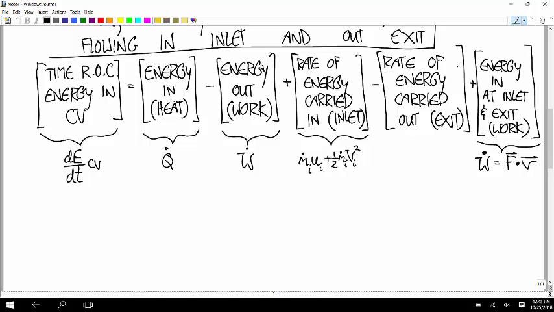What's that term? Kinetic energy, yep. And then plus mass rate flow at the inlet times GH. What's that term? Potential. Yep.